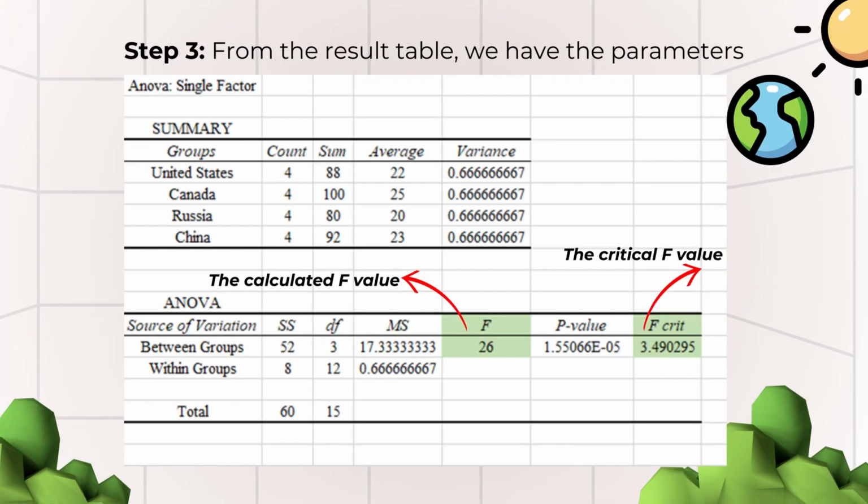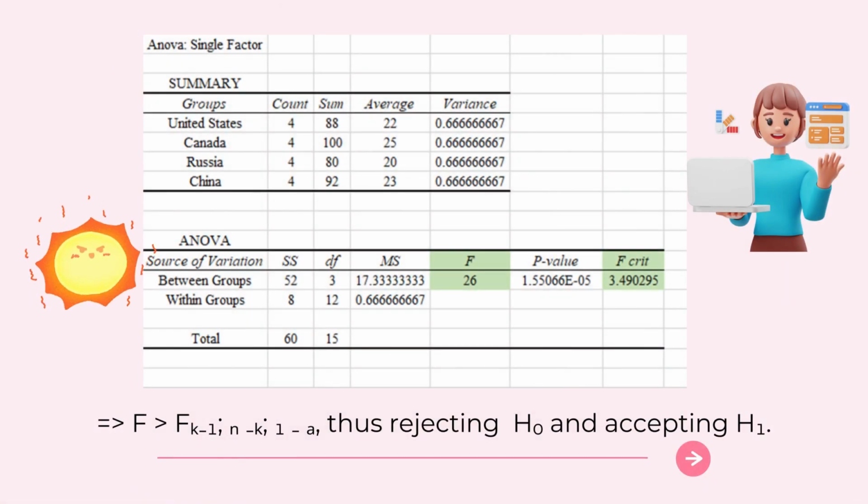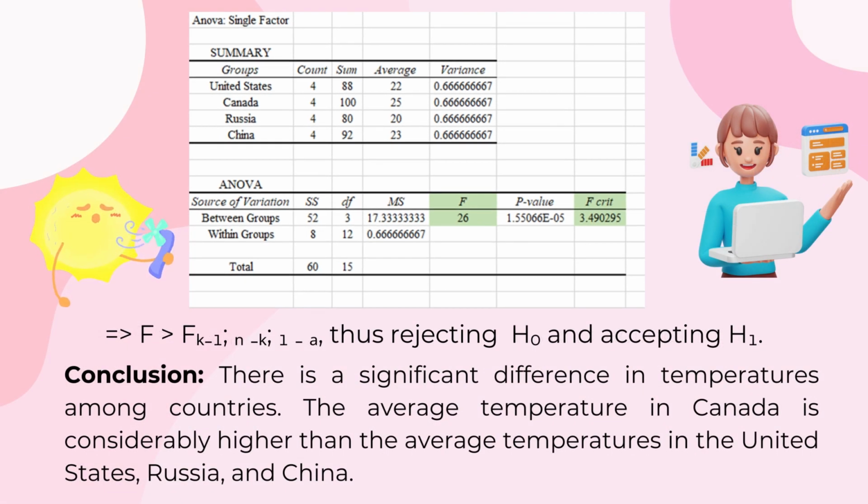Step 3. From the result table, we have the parameters. The statistical value F is greater than the critical value F crit, thus rejecting H0 and accepting H1. Conclusion: there is a significant difference in temperatures among countries. The average temperature in Canada is considerably higher than the average temperatures in the United States, Russia, and China.